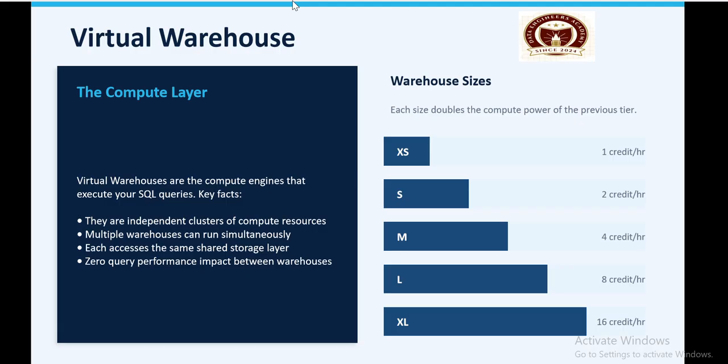And warehouse sizes: each size doubles the compute power of the previous one. In warehouses there are different sizes: XS, S, M, L, XL. These are the warehouse sizes. For small workloads you use XS, and for a large amount of data you need L or XL. You can use L or XL for huge amounts of data.